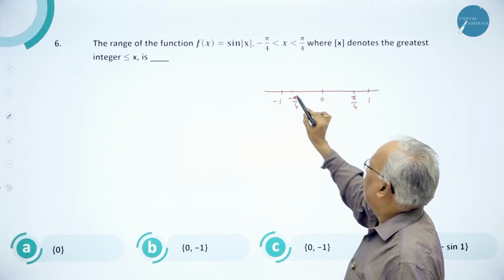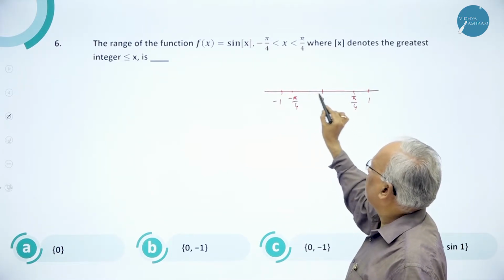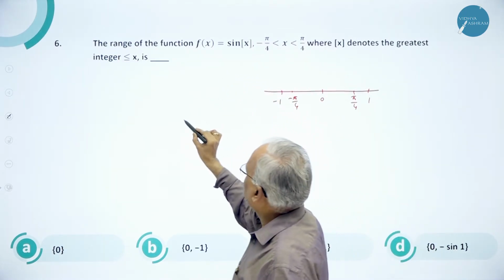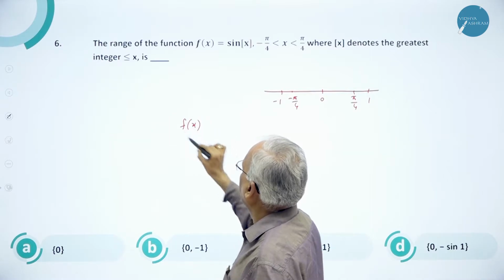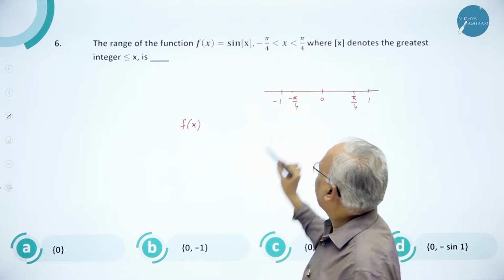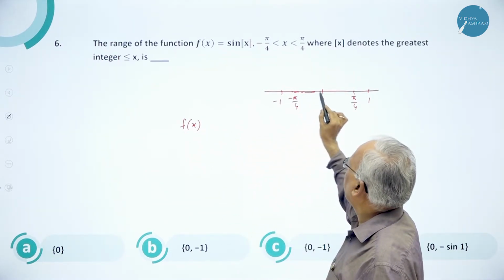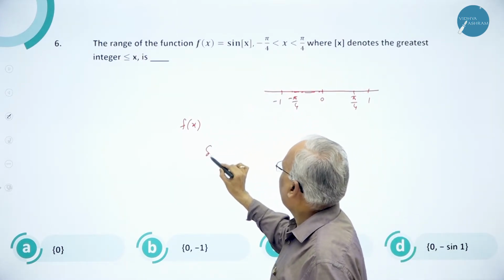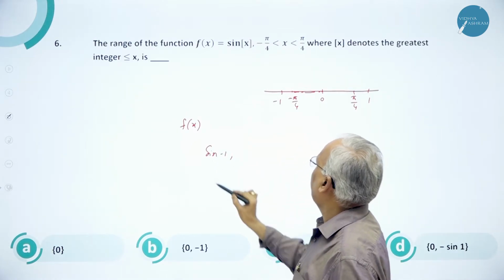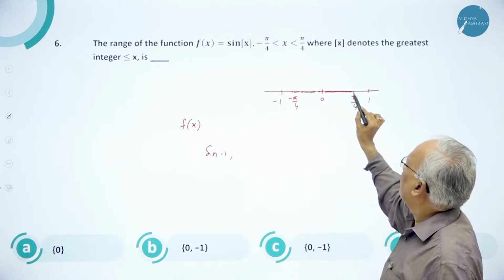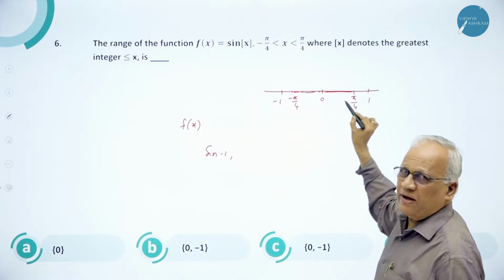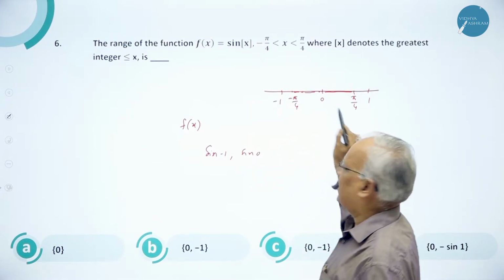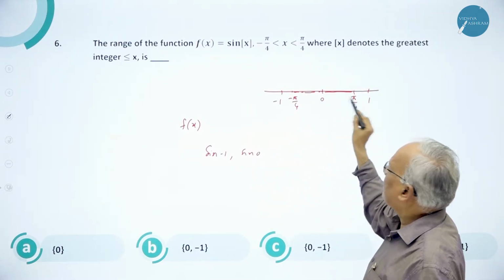Now you can see between minus pi by 4 and 0, whatever value you give, the greatest integer value is minus 1. Therefore, the permissible values of f of x it can take, for all values between minus pi by 4 and 0, the greatest integer value is minus 1. So it becomes sine of minus 1. That is one value. Between 0 and pi by 4, whatever value you take, the greatest integer value of that is 0. Therefore, the other value is sine 0. There are only two values it can take, either minus 1 or 0.